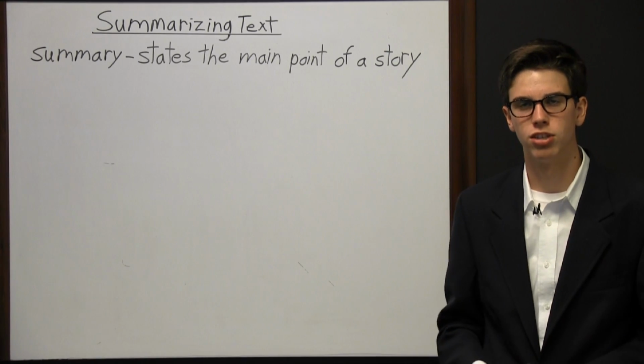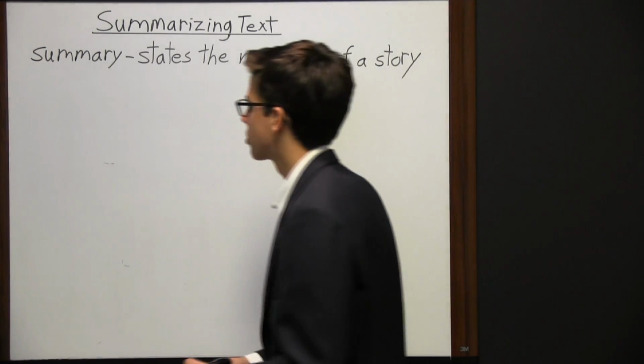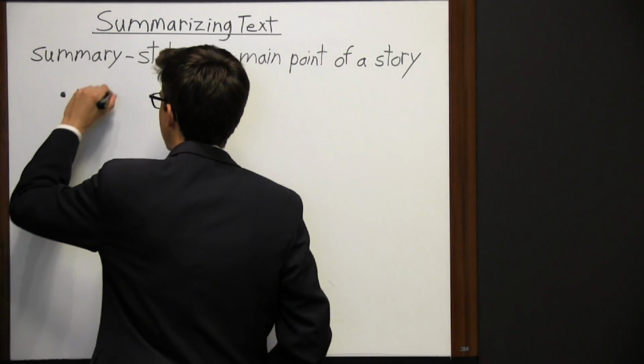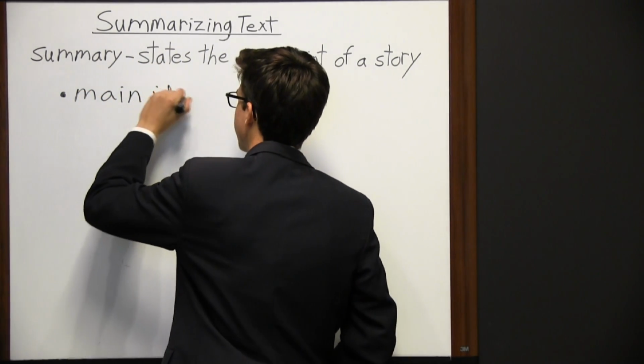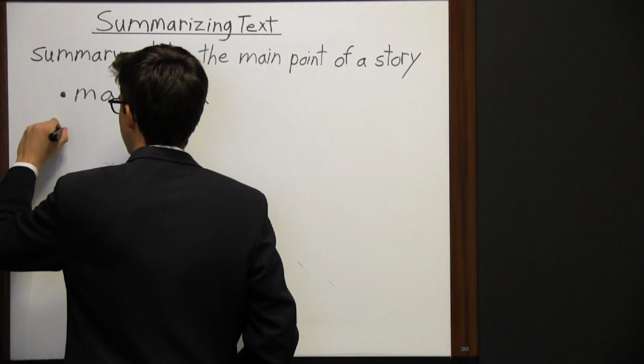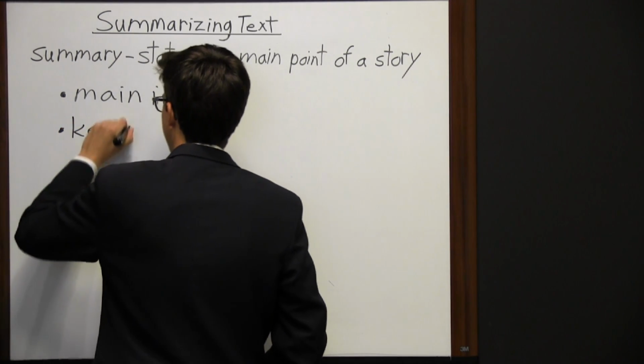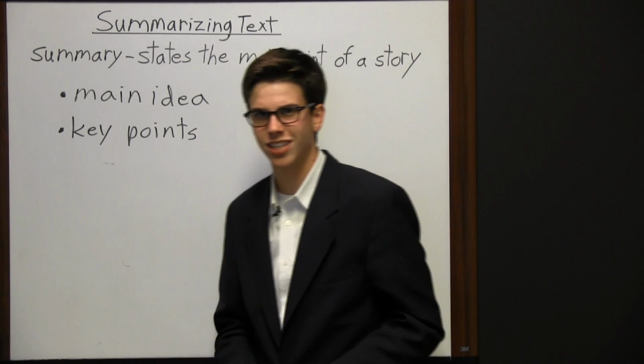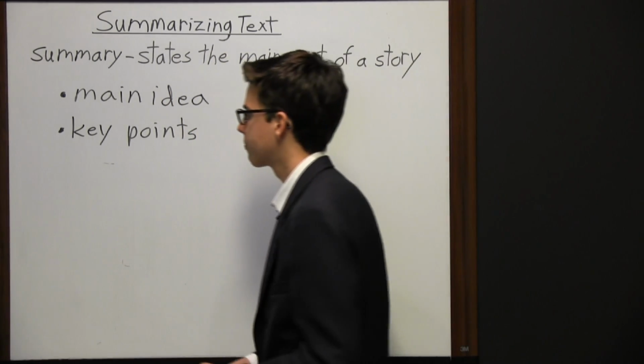So that's what you're trying to do through a summary. There's 4 main points that you should remember when writing a summary. Focus, like I already said, on the main idea of the story. Focus on the key points. In other words, you're not worried about little details. You're worried about the important things that contribute to the overall storyline.